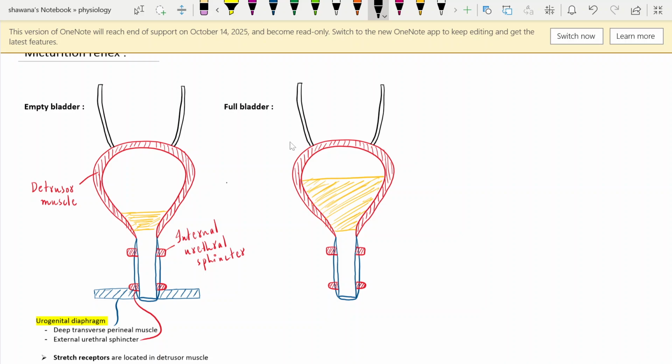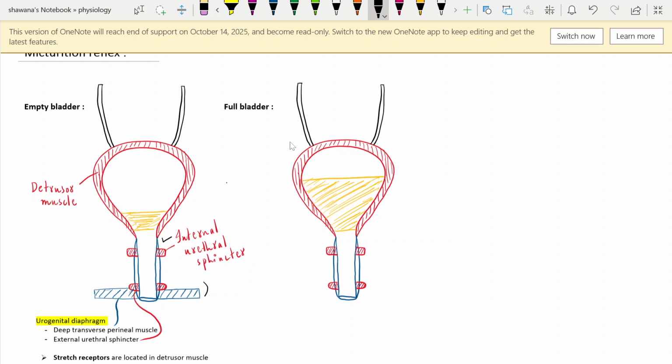as the detrusor muscle, and in the detrusor muscle there are stretch receptors, right? And they will send impulses due to the stretching and non-stretching, right? And here is the internal urethral sphincter. This is under involuntary control, and the urogenital diaphragm has two muscles.